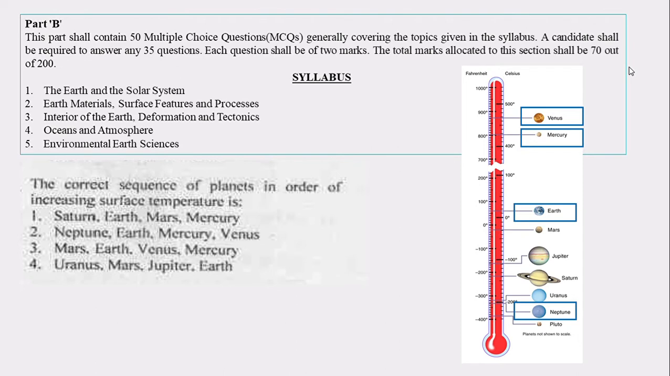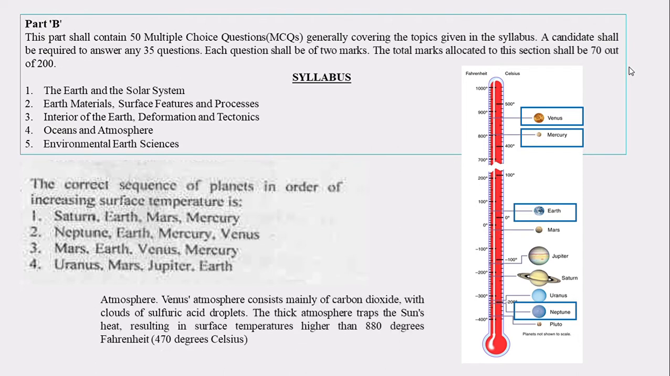The reason behind the higher temperature of Venus is that Venus has carbon dioxide and sulfuric acid in its atmosphere, and that does not let the sun's heat go out of the planet, and that raises the surface temperature of that planet to 880 degrees Fahrenheit or 470 degrees Celsius. So the answer is Neptune, Earth, Mercury, Venus.